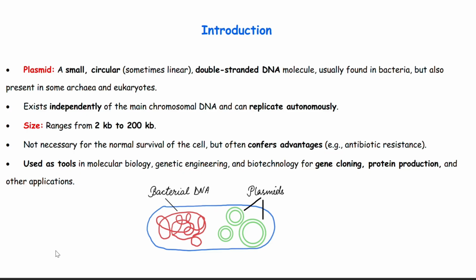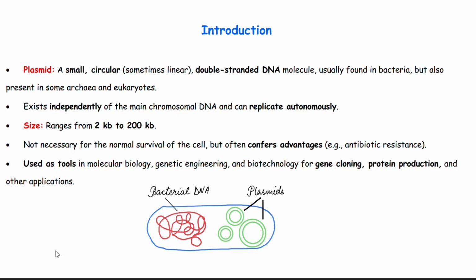Today we are going to learn about plasmids. So what is a plasmid? A small piece of DNA, usually shaped like a circle, and it has two strands, just like normal DNA. Unlike the main chromosome of a cell, a plasmid lives separately, almost like an extra chromosomal part. Most plasmids are found in bacteria, but some appear in archaea and even in certain eukaryotic cells.